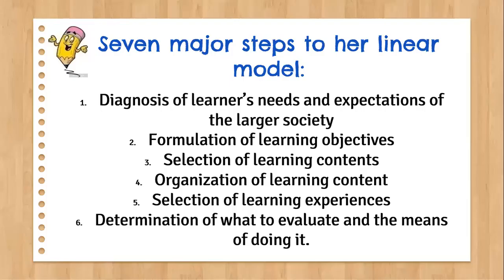Okay, there are seven major steps to her linear model. She starts from the very bottom, but she did not put it in question format. First, diagnosis of learners' needs and expectations of the larger society. Second, formulation of learning objectives. Third, selection of learning contents. Fourth, organization of learning contents. Fifth, selection of learning experiences and determination of what to evaluate and the means of doing it. So these are very helpful, and we have seen that what she proposed is nicer than Ralph Tyler's. She improved it, right?